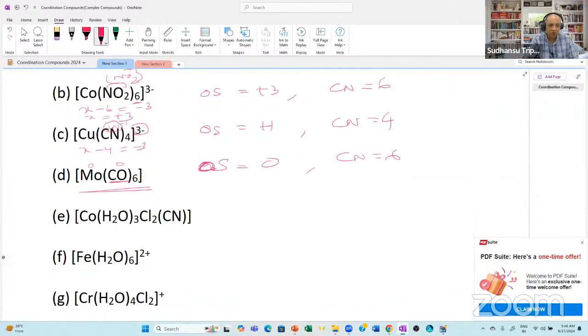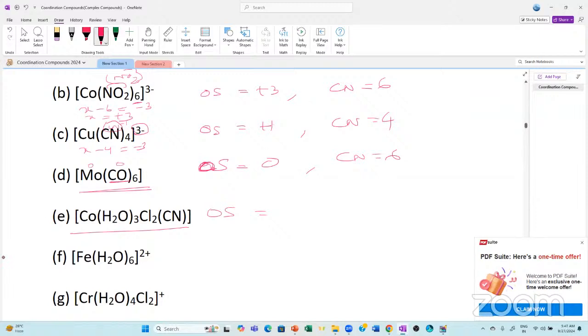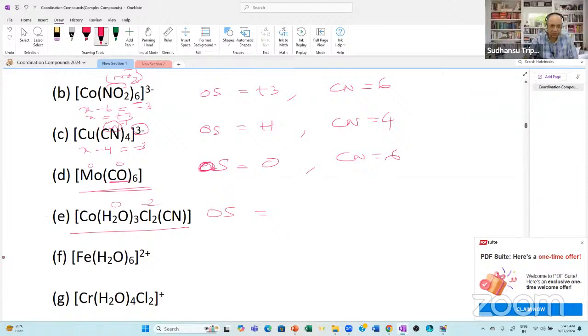And tell me, this one is also a neutral complex. So what is the oxidation state of cobalt? Plus 3. This is 0, this is -2, this is -1. Since it is neutral, x -2 -1 is equal to 0, so x has to be equal to plus 3. So cobalt is in the plus 3 state. This is plus 1. This is plus 3.